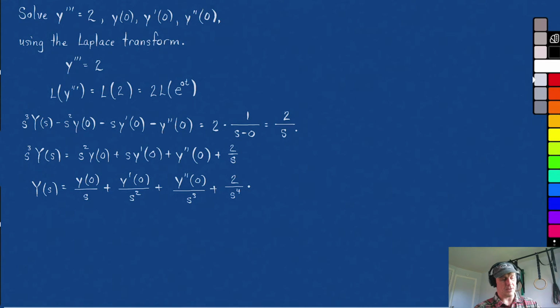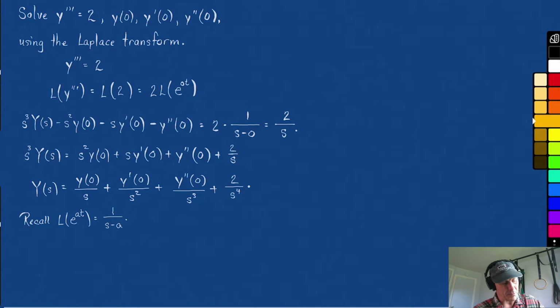Now, before we go on, let's do a recall. Recall the Laplace transform, we've already used this, of e to the at. We just said this is 1 over s minus a. But we're going to need some more. So let's use some other colors here.